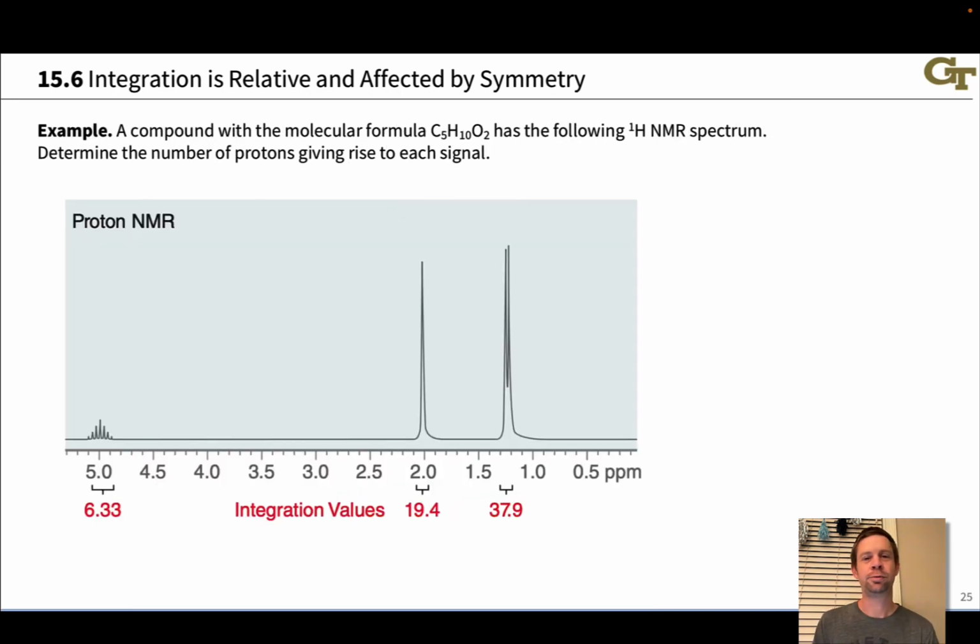In this example problem, we're given the molecular formula of our compound of interest and its proton NMR spectrum along with integrations, and we're asked to determine the number of protons giving rise to each signal. So the first thing I like to do in problems like this, and when I'm considering integrations, is take a look at that molecular formula and note the number of hydrogens that I'm looking for. There should be 10 hydrogens total accounted for in the final integration values that I land on for each of these signals.